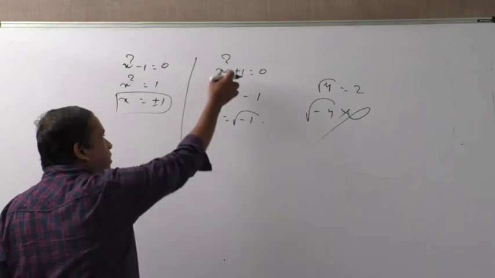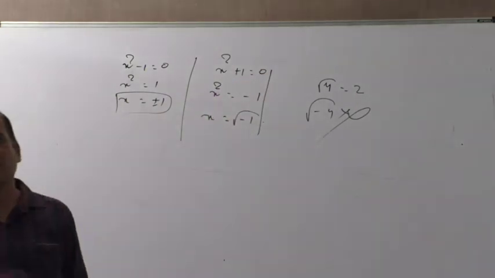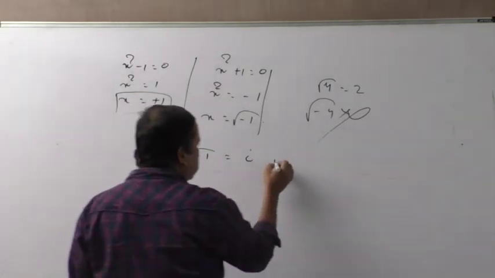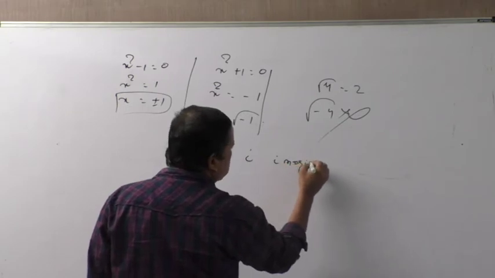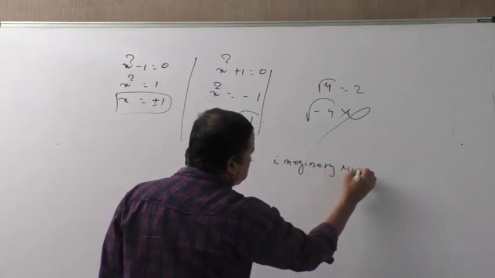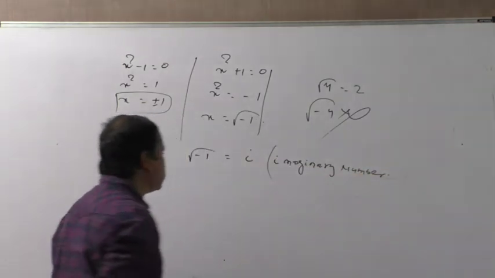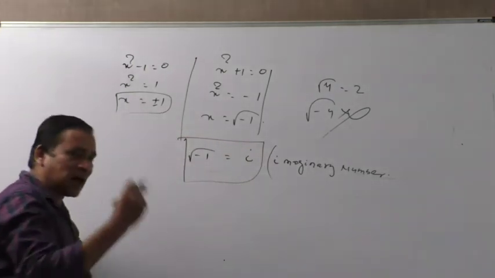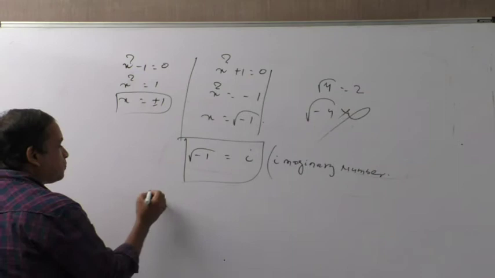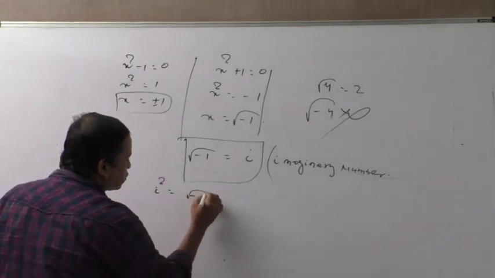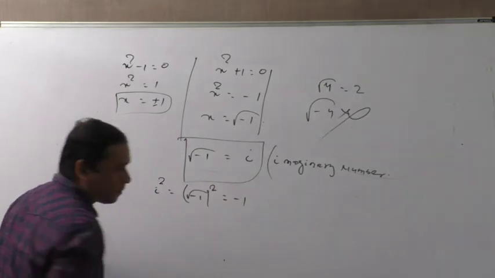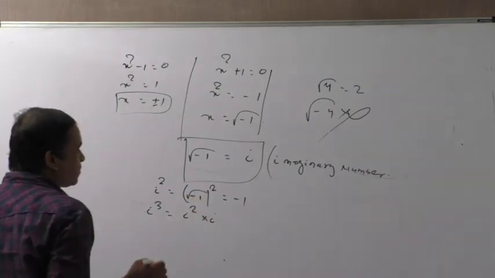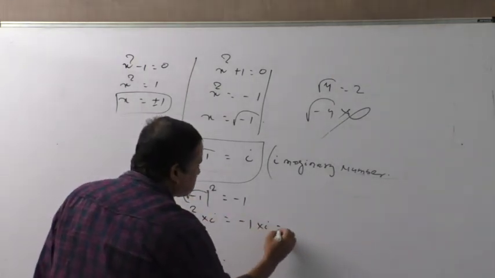Now the value of x here is the square root of minus 1. The square root of minus 1 is denoted as i. i is the imaginary number. That is, the square root of minus 1 is i. This is the important thing. Now, i square is how much? The square root of minus 1, whole square, is minus 1. If you find i cube, that is i square into i, which is minus 1 into i, that is minus i.